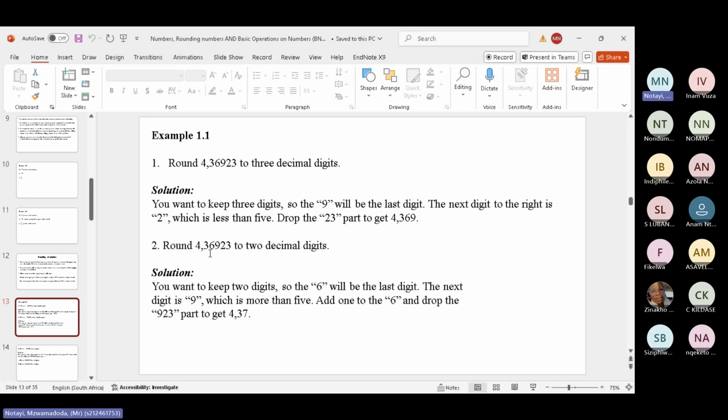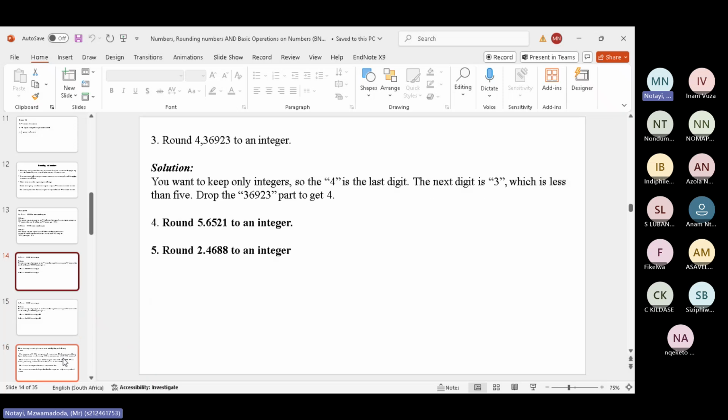Number 2, round 4.36923 to 2 decimal places. Solution: you want to keep 2 digits. So the 6 will be the last digit. So 6 is the last digit we want to keep. The next digit to the right of 6 is 9, which is more than 5. So the rule says we should add 1 to the 6 and drop the 9, 2, 3 part. We increase the 6 by 1, so we get 4.37.